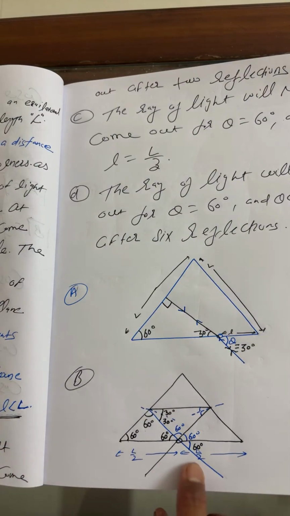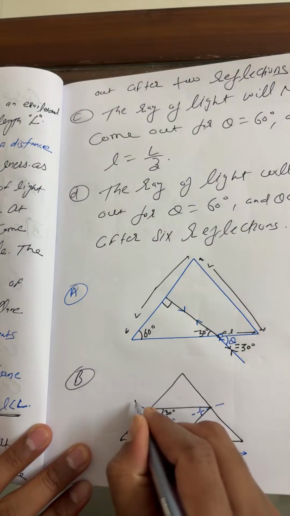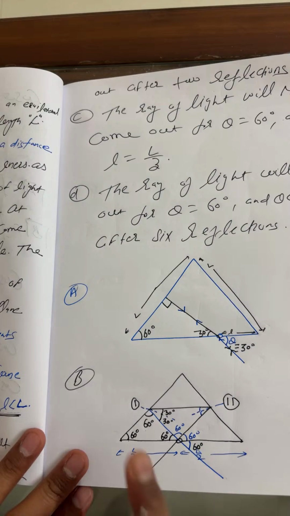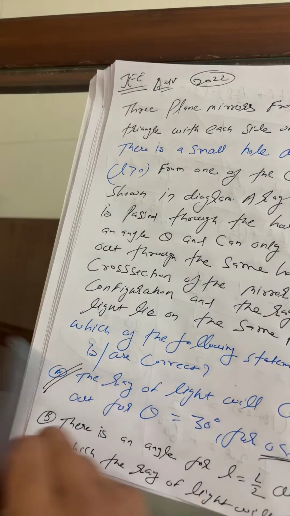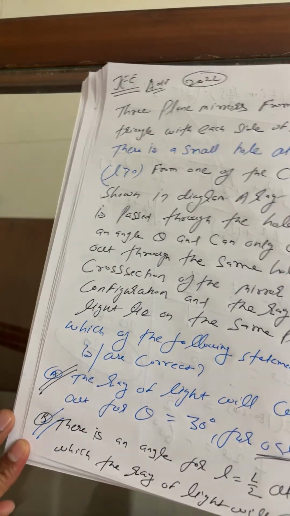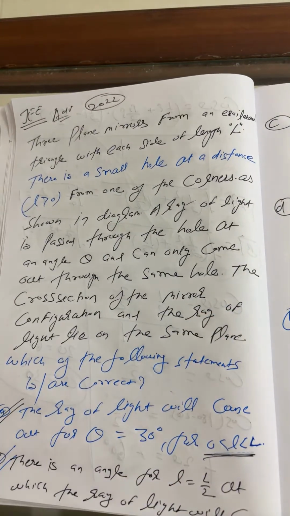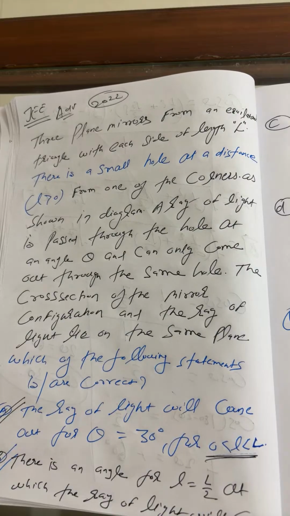What's in the question here? If L is L by 2, there is an angle for which the ray of light will come out after two reflections. Yes, correct. This is the first reflection, and this is the second reflection here. So you can say option B is also correct. That's a good question here. So you can see, my dear, option B is also correct.